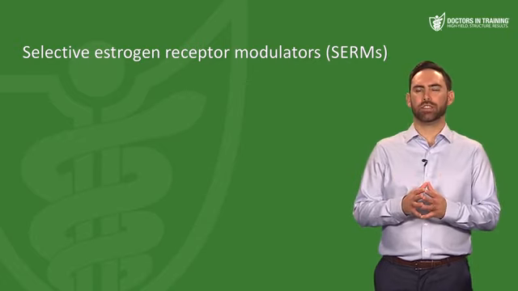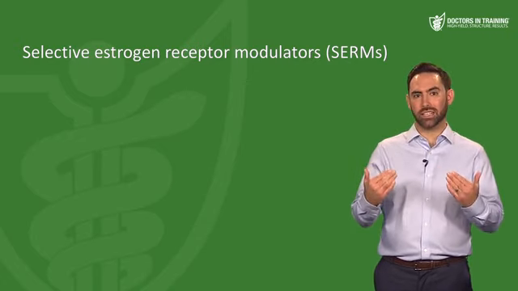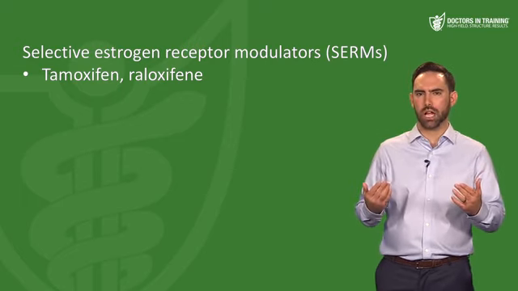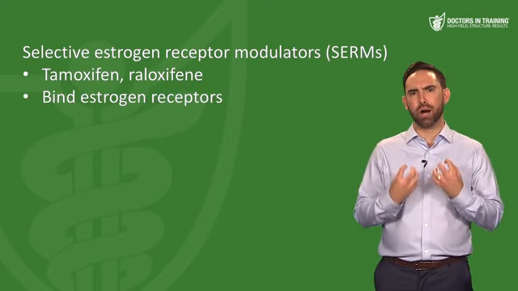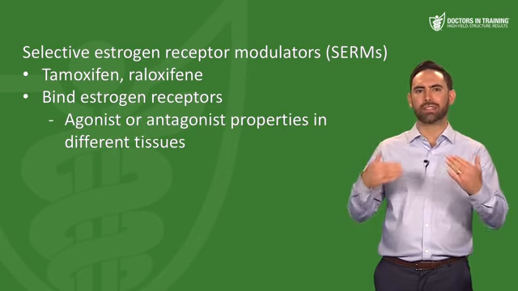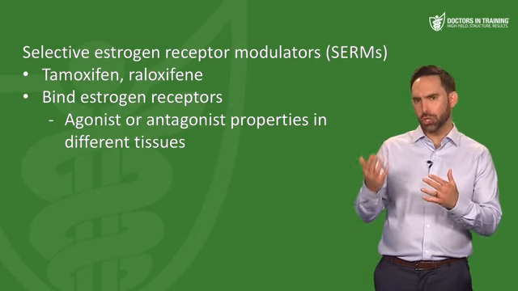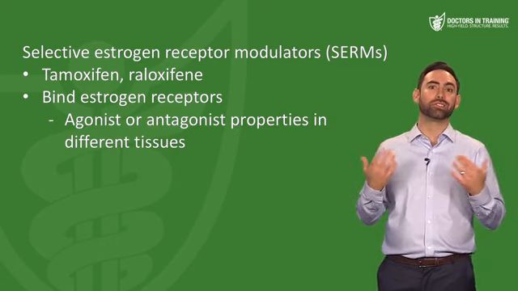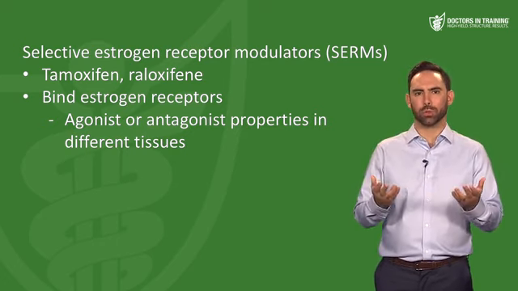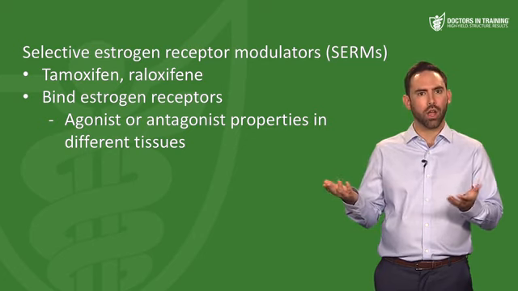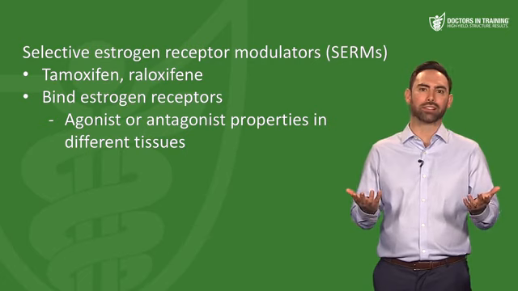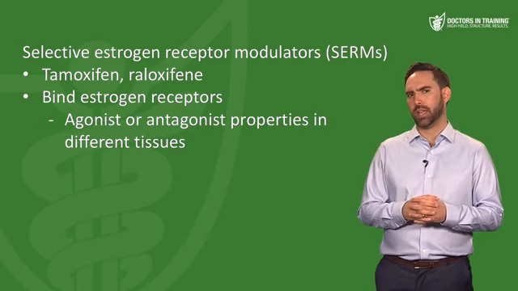Let's also talk briefly about a couple of classes of medications used to treat breast cancer. The first class is the SERMs, or selective estrogen receptor modulators like tamoxifen and raloxifene. These are drugs that bind to estrogen receptors, but they have either agonist or antagonist properties in different tissues, which is why they are called selective estrogen receptor modulators. And each one of the SERMs has its own unique profile of where it acts like an estrogen receptor agonist and where it acts like an estrogen antagonist.